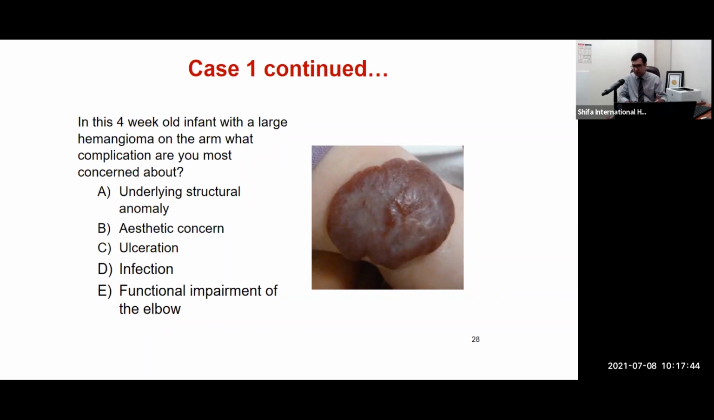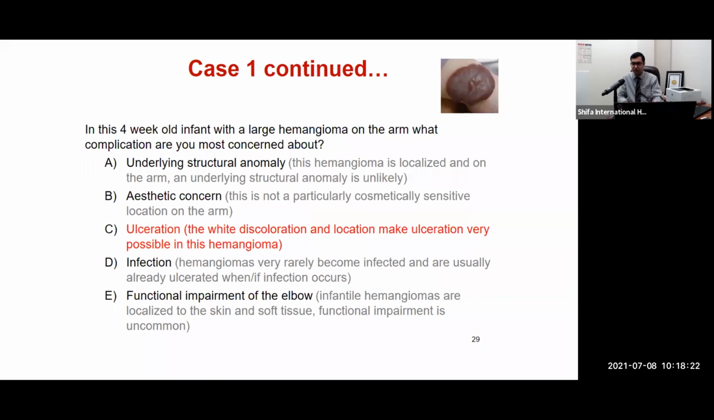So look at the history provided: 4 weeks old. Do you think any hemangioma will involute at 4 weeks or 6 weeks or 8 weeks of age? Unlikely. Mostly in the first 3 months, it has a proliferative phase, then plateau, and then comes down. So it is still in the proliferative phase. Hence, if it is in the proliferative phase and paler in the center, the lesion might be outgrowing its blood supply, which means the skin will get infarcted. The skin might slough off and result in ulceration. So I have given you the answer. The white discoloration and the location make ulceration very possible in this hemangioma.